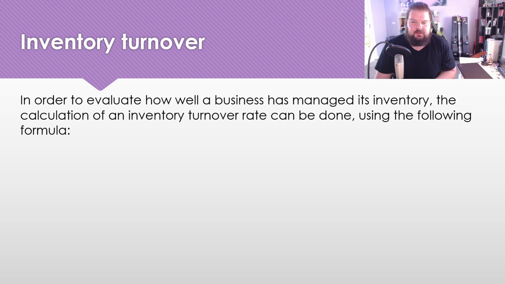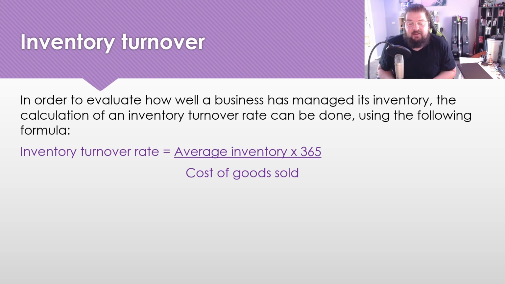Now, in terms of using inventory effectively, it's important that we have a turnover rate that is in line with the rest of the industry. So we calculate it as the following. We have the average amount of inventory times 365, and we divide that by cost of goods sold. And that will give us the inventory turnover rate in days.